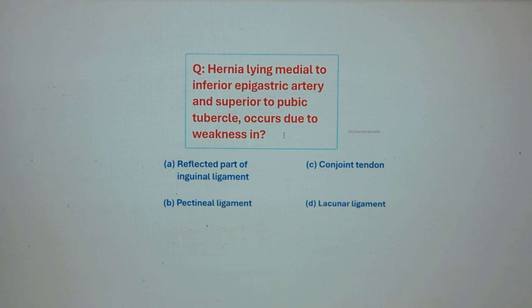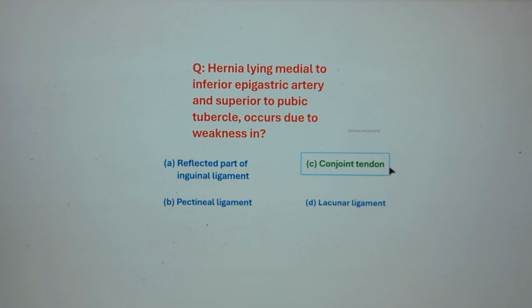Based on our discussion, if the hernia is medial to the inferior epigastric vessels, it is classified as a direct inguinal hernia, which occurs due to weakness in the conjoint tendon. Therefore, option C is the correct answer.